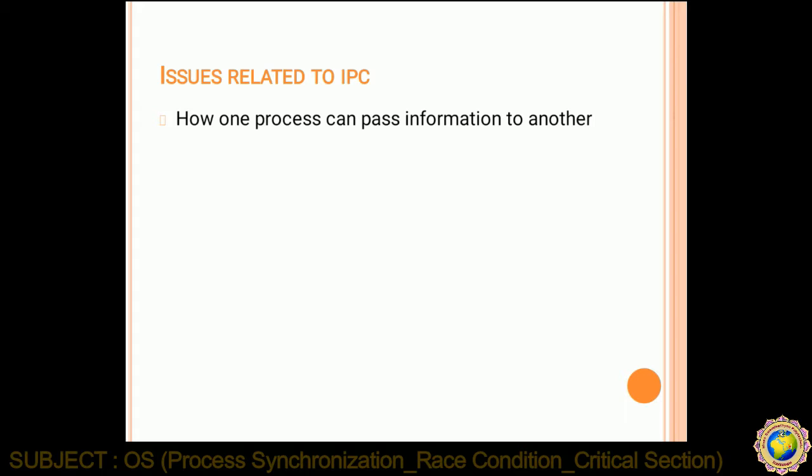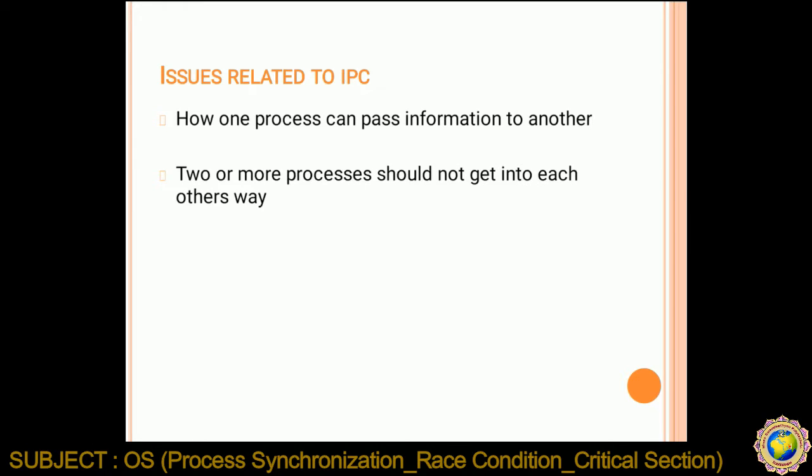To communicate means to share or pass information to others. One process can pass information to another by using shared memory and shared files, like message passing, which we have already seen. Sockets, shared files, shared memory: there are so many ways.